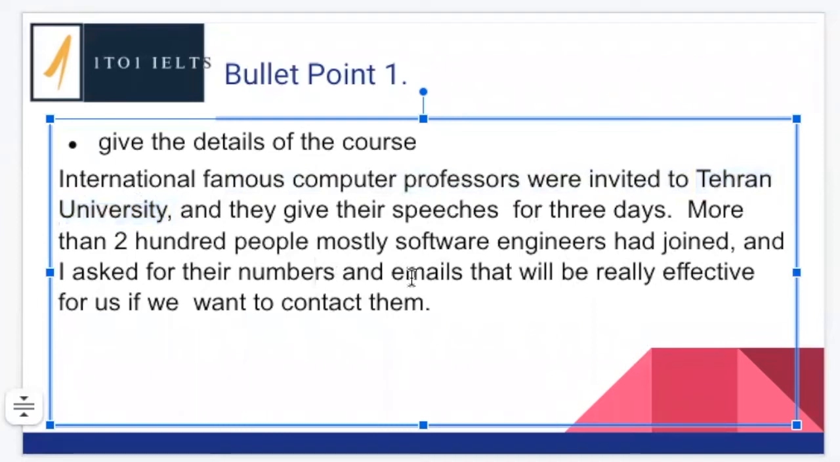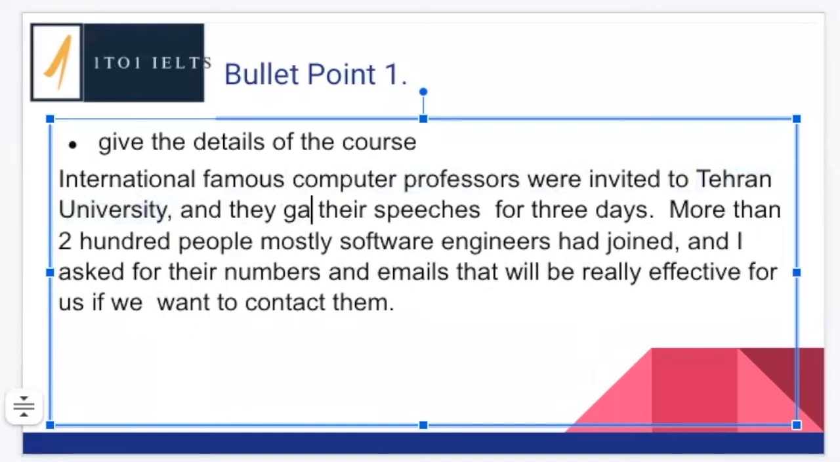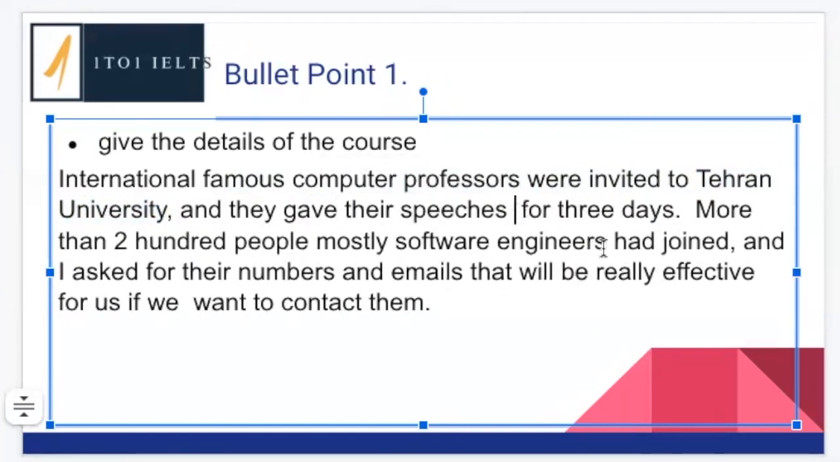And they give their speeches for 3 days. Happened in the past, so not give. Gave their speeches. 3 days. More than 200 people. Mostly software engineers had joined. So this mostly software engineers is non-essential information. So what is the punctuation rules for non-essential information? Commas, yeah.